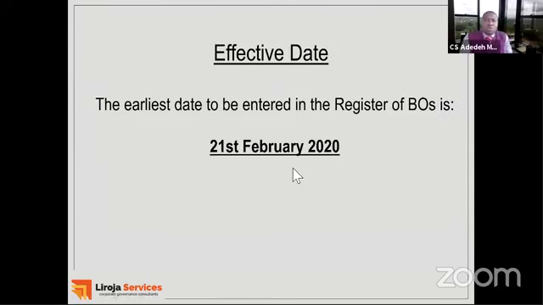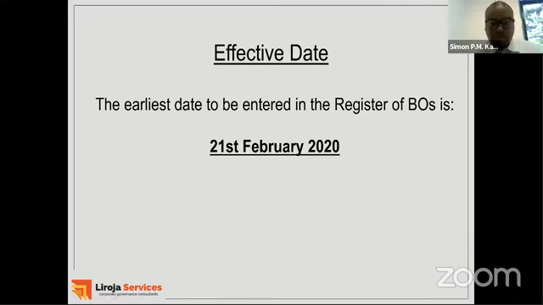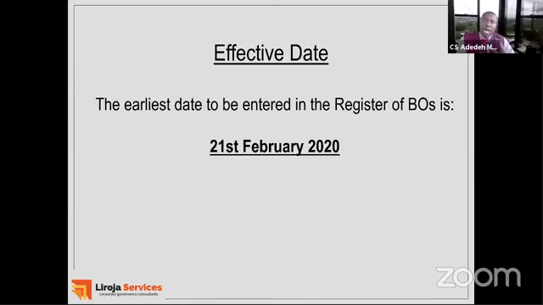So there is the issue of the effective date. We did have a discussion with the BRS. This has been inbuilt into the system. You cannot pick a date earlier than 21st February 2020 when you are doing the effective date of becoming a beneficial owner. The reason being the law cannot be applied retroactively.